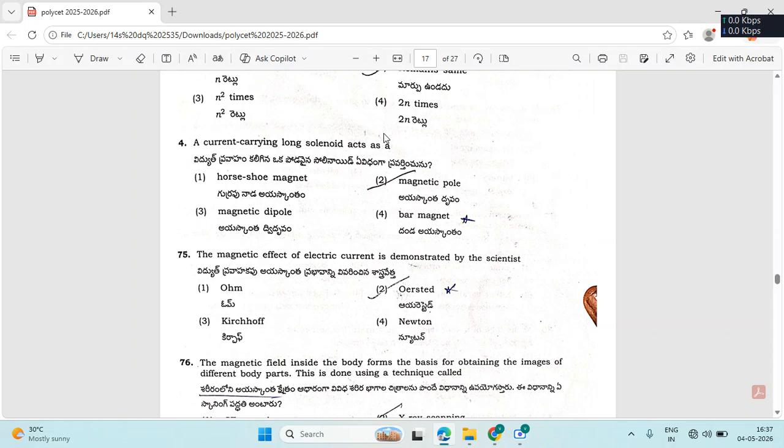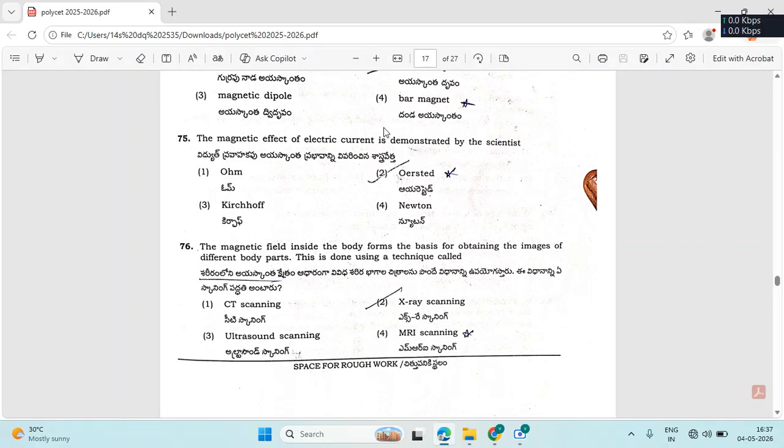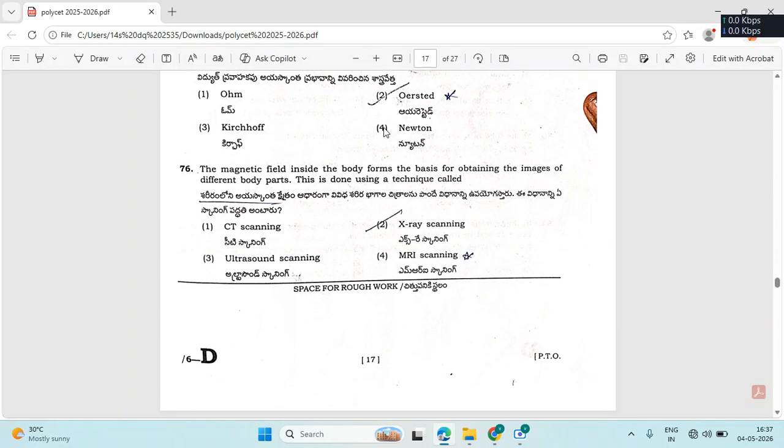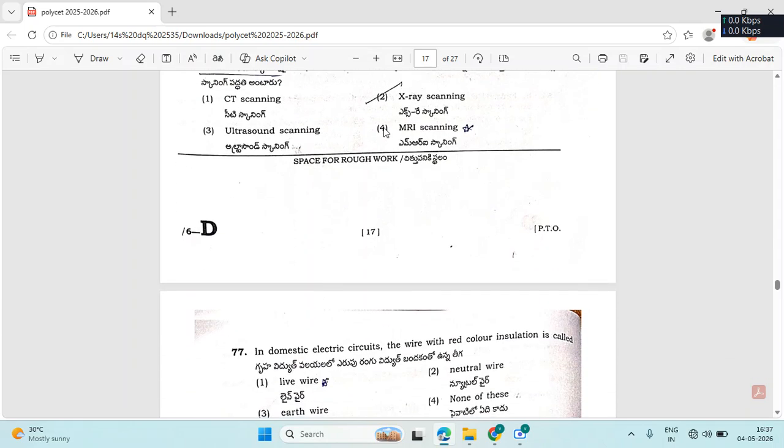The magnetic effect of electric current is demonstrated by the scientist Ohm, Oersted, Kirchhoff, Newton. The correct option is 2, and the answer is Oersted. The magnetic field inside the body forms the basis of obtaining the image of different body parts. This is done using a technique called CT scanning, X-ray scanning, ultrasound scanning, MRI scanning. The correct option is 4, and the answer is MRI scanning.